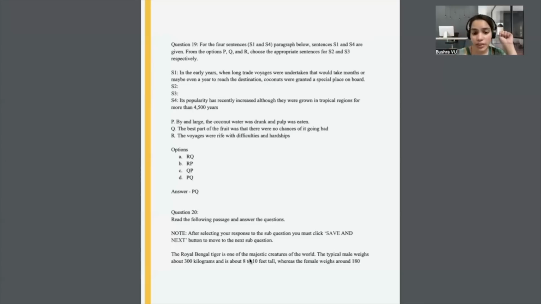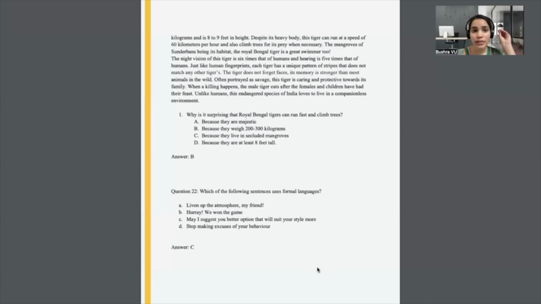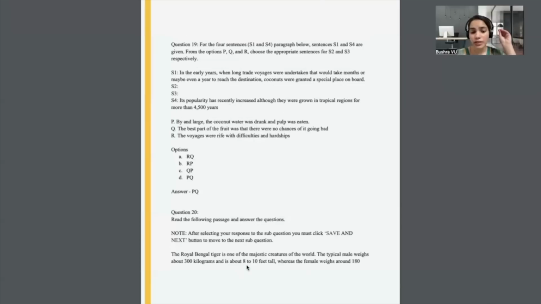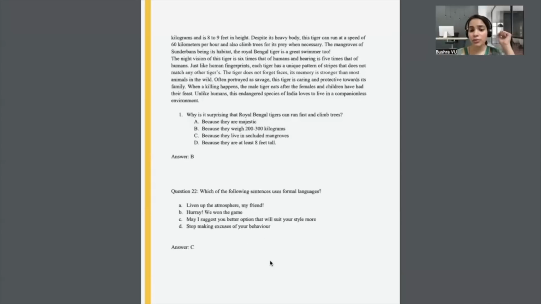The Royal Bengal tiger is one of the majestic creatures of the world. The typical male weighs about 300 kilograms and is about 8 to 10 feet tall, whereas the female is about 180 kilograms and 8 to 9 feet in height. We're talking about the Royal Bengal tiger. It is very majestic, very huge, very fierce, very powerful. Male is about 300 kilograms, and they are 8 to 10 feet tall. But females are only 180 kilograms, and they're 8 to 9 feet in height, okay?